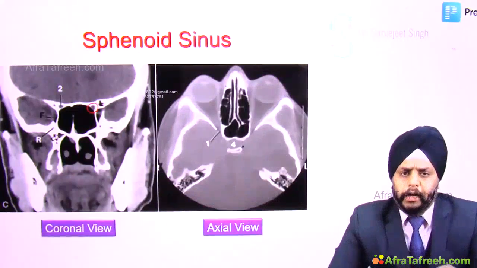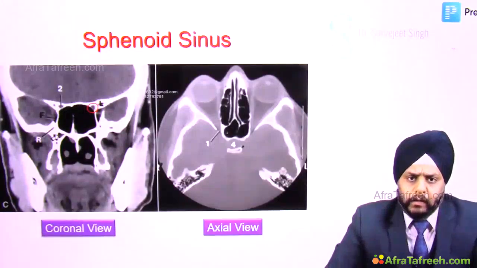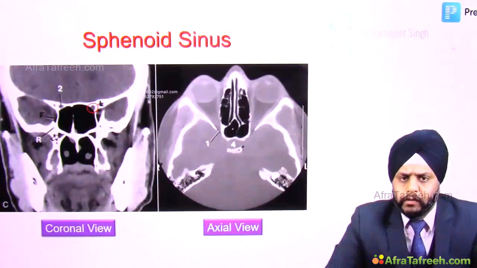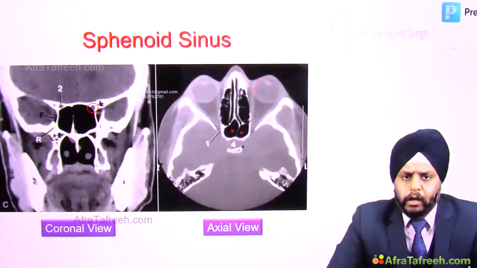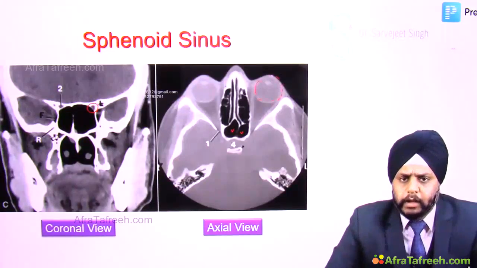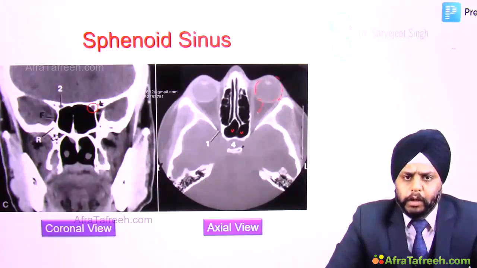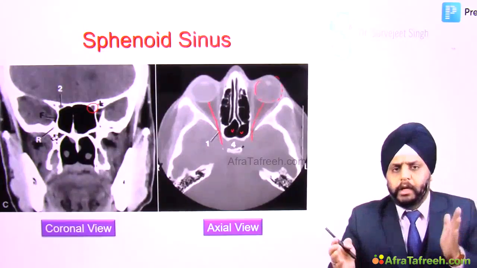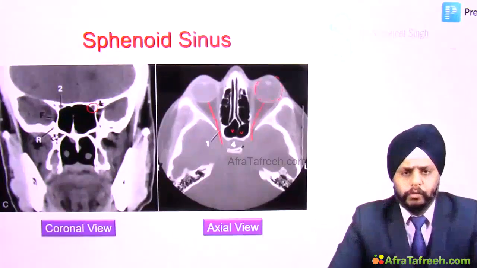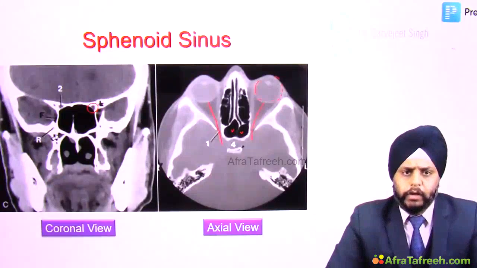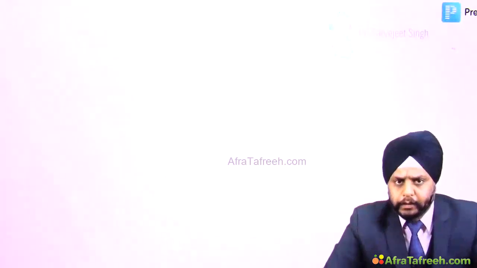So when we look at the axial view, you can see that over here is the posterior most sinus, this is the sphenoid sinus, and you can see the eyeball over here. The optic nerve comes out of here and goes through the optic canal lateral to the sphenoid sinus. So it is in the lateral wall of the sphenoid sinus, in the posterior superior aspect it goes, right? Okay, so this is the CT scan of the sphenoid sinus.